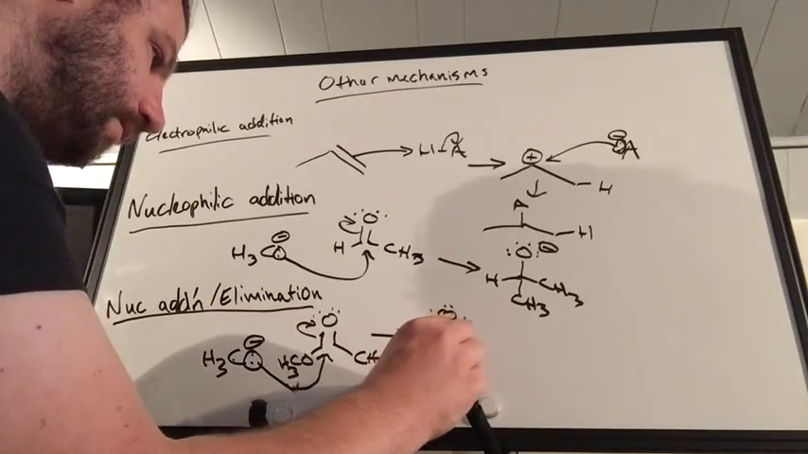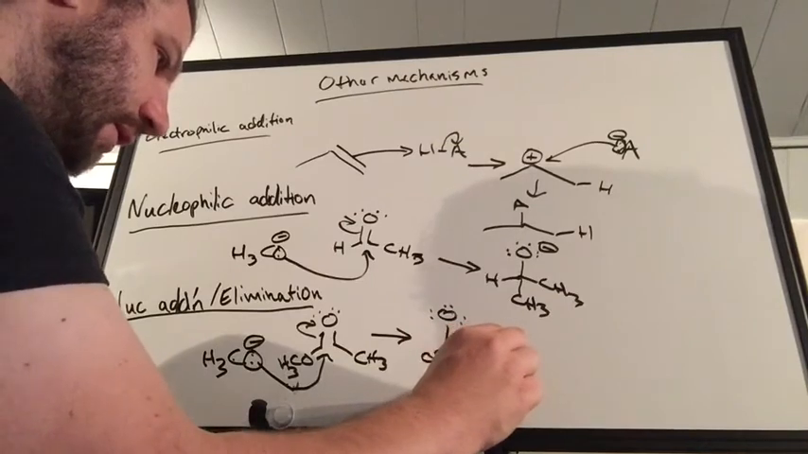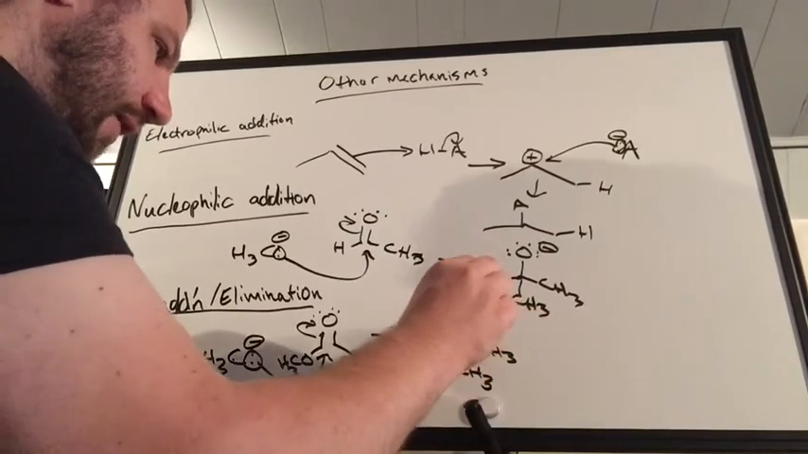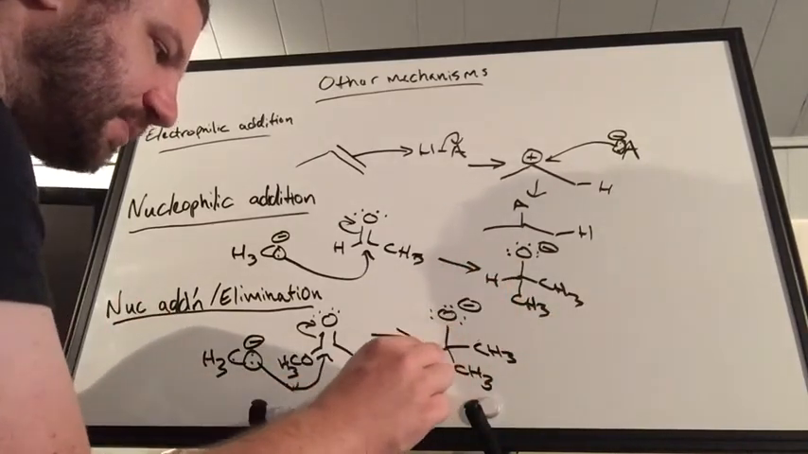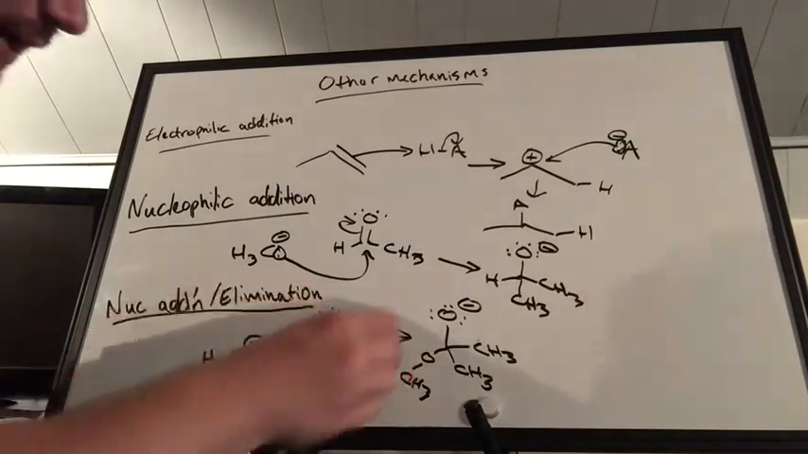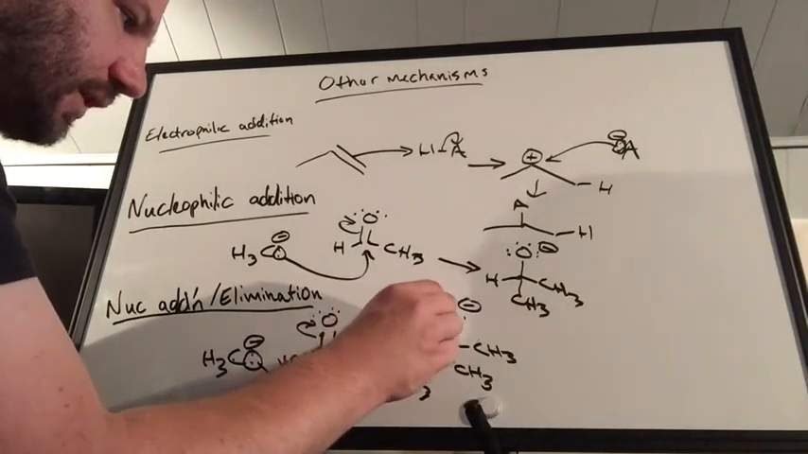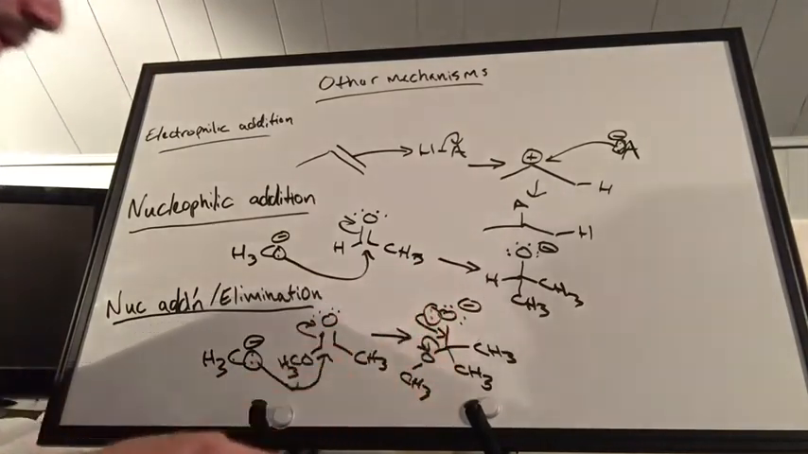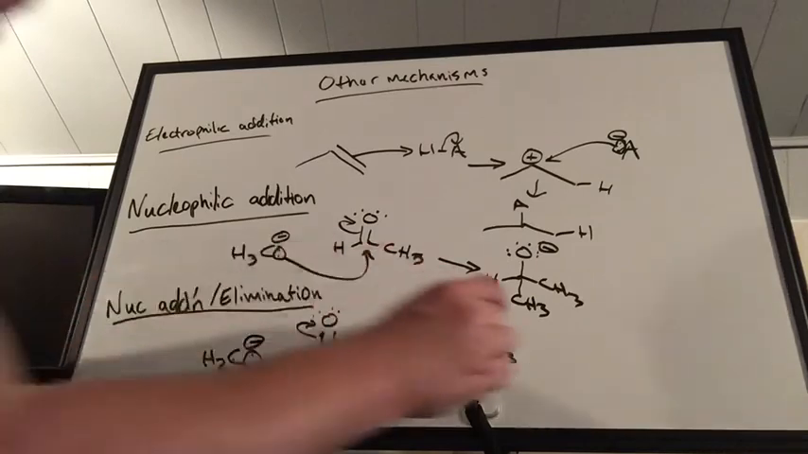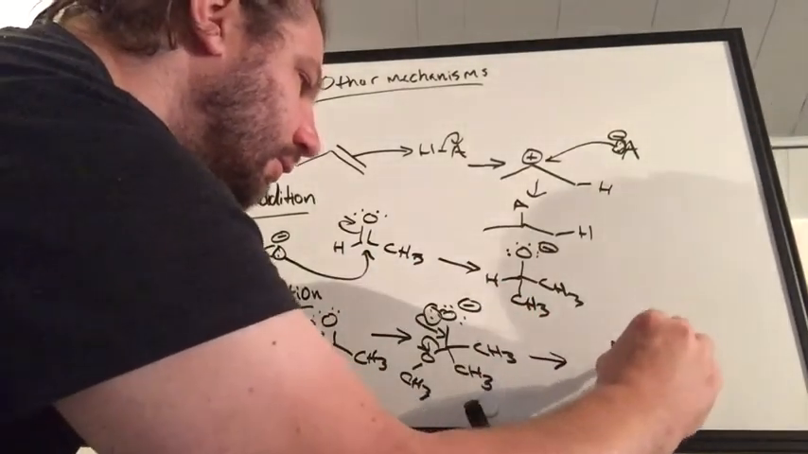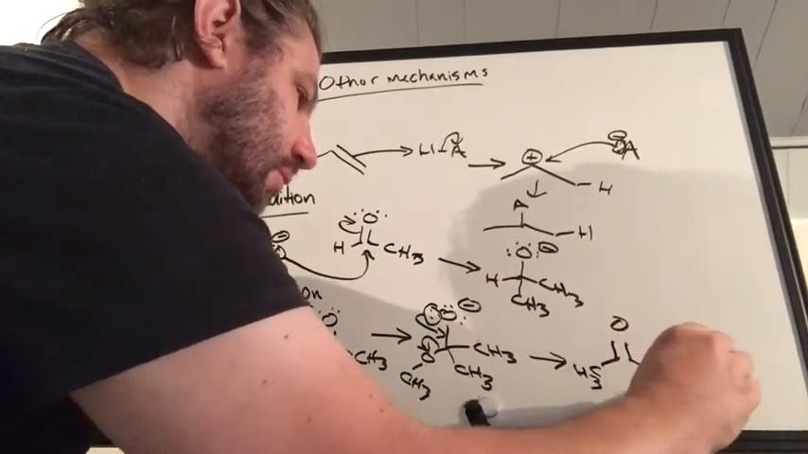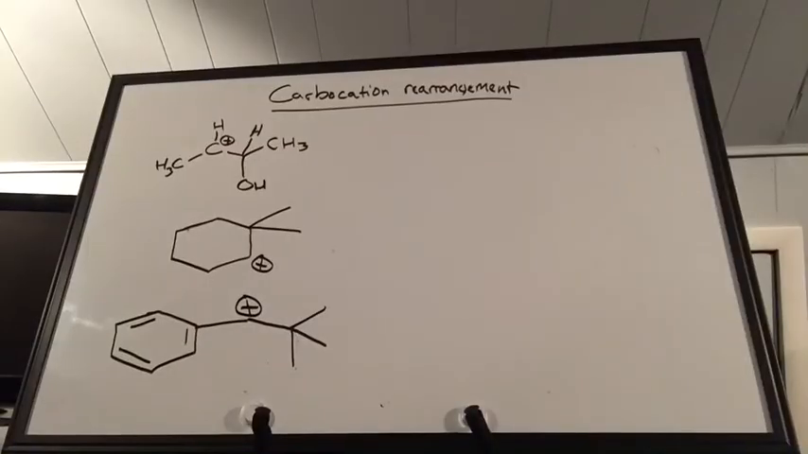And based on everything that's here, the species that is most likely to leave and have a stable negative charge is actually going to be that OCH3. Not the world's best leaving group, but it's a better leaving group than a CH3, which is going to stabilize that carbon there a little bit more. So you will have an acetone product.